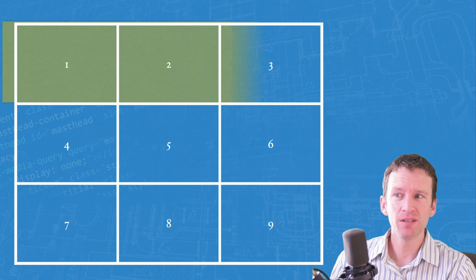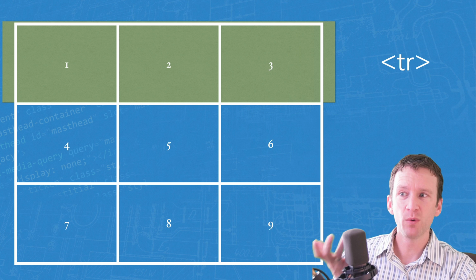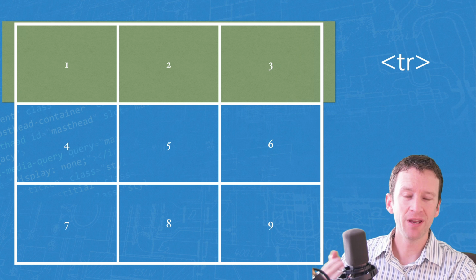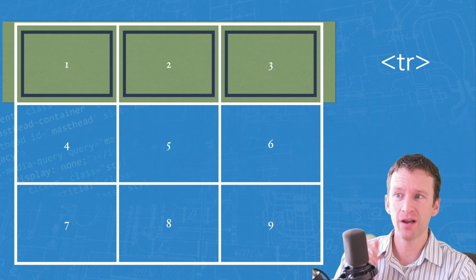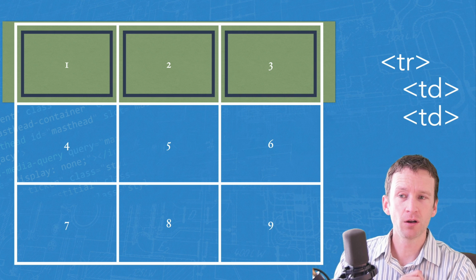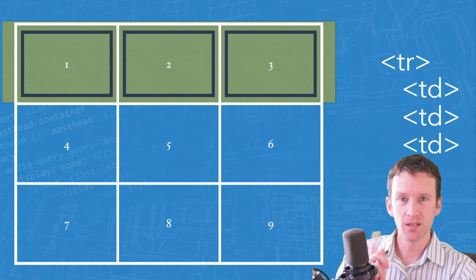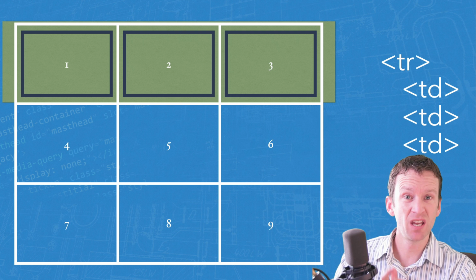Now a table is made up of first rows. So you have a single row, and then within that table you have what are known as data cells. So you can see here I have 3 table data cells within that first row, and those are constituted by the TD tag, which stands for table data cell. The TR tag is what we use for table row.